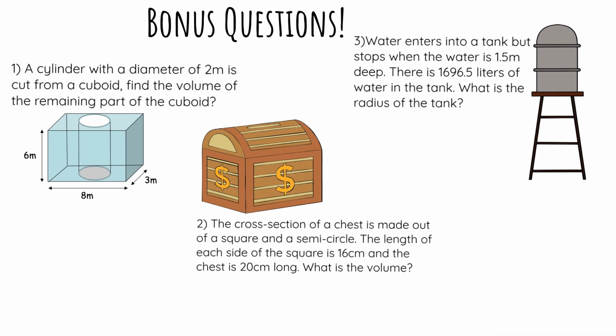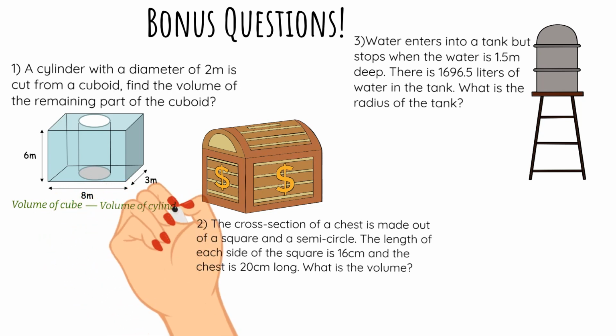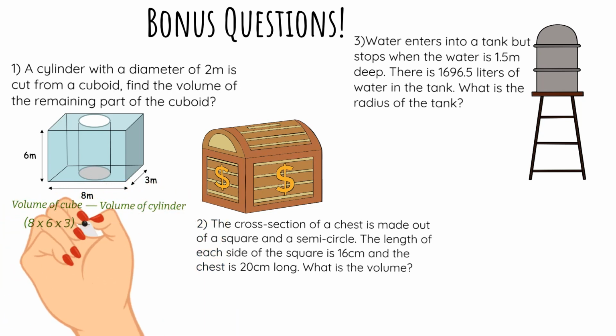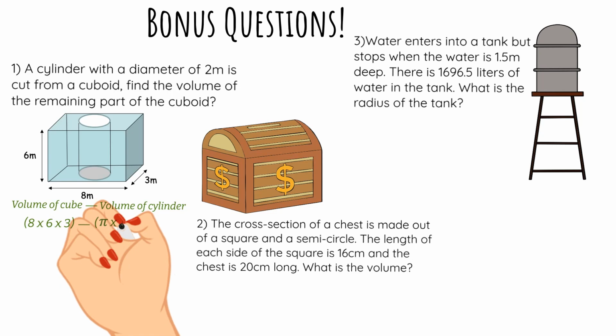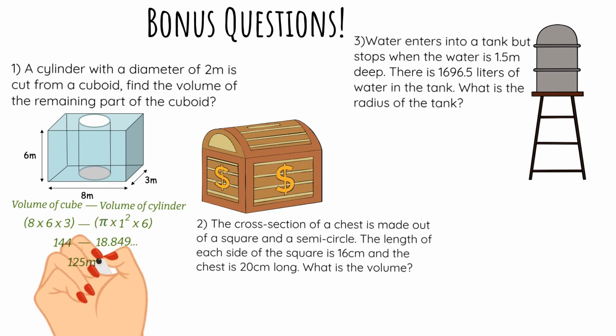Okay, so for question 1, we just need to take the volume of the cube and minus the volume of the cylinder. So 8 times 6 times 3 minus pi times the radius squared times 6. I hope you remember to halve your diameter for the cylinder inside. And then you just need to calculate what that gives you.